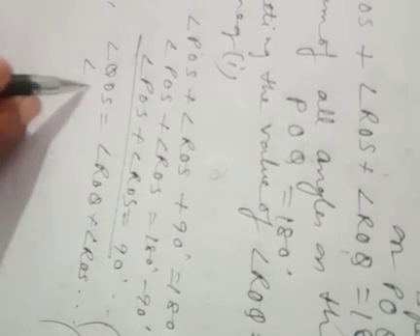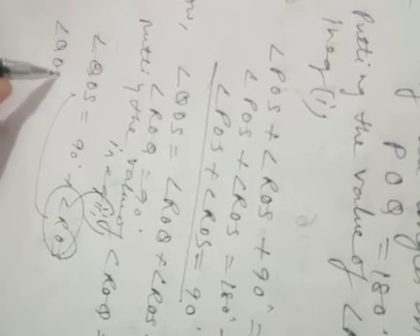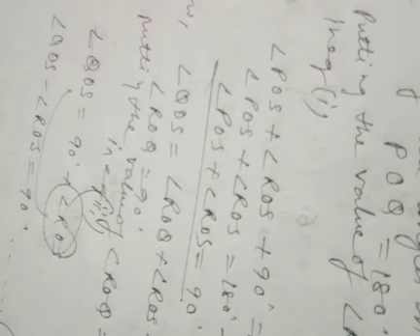Now you know that angle ROQ is equal to 90 degree. Putting the value of angle ROQ is equal to 90 degree in equation 3, we get angle QOS is equal to 90 degree plus angle ROS. Now bring this angle ROS to the right hand side. We get angle QOS minus angle ROS is equal to 90 degree. Now give the equation another name, equation number 4.